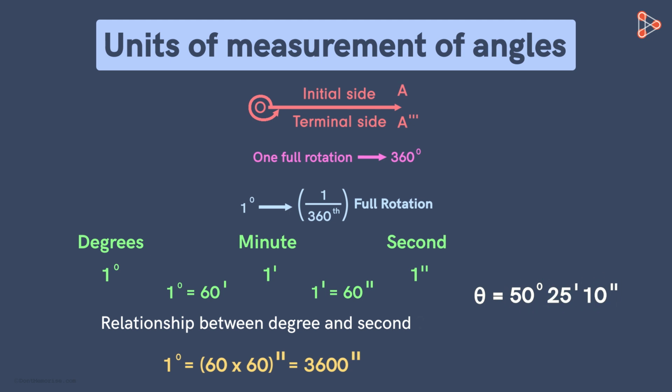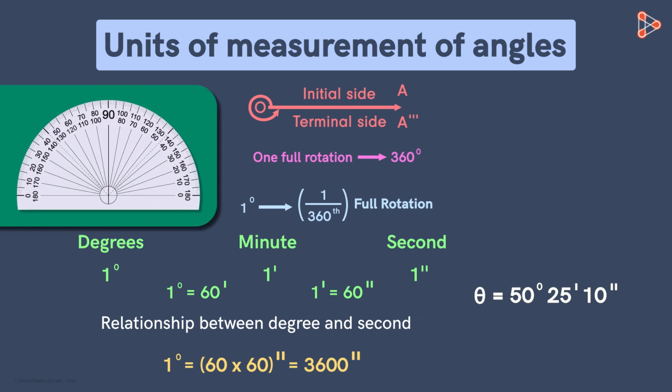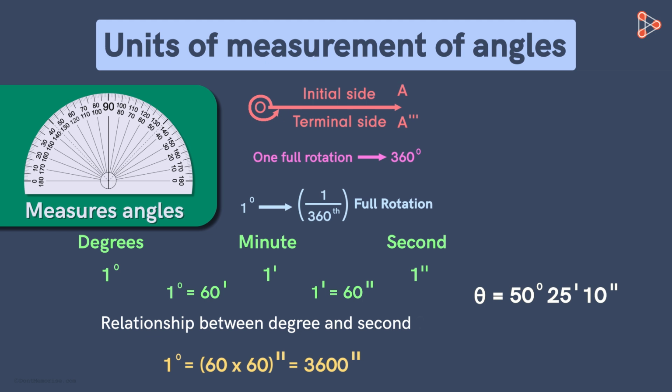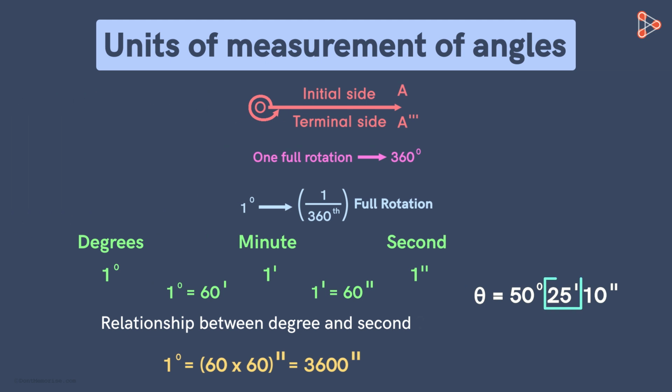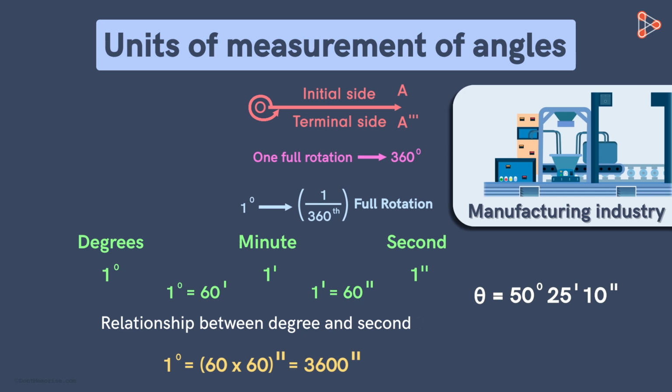We are familiar with a common tool to measure angles in terms of degrees. I'm sure you have it in your geometry box. Well, that's right. I'm talking about the protractor. And we use it to measure angles in the geometry class. But how do we measure minutes and seconds? As a matter of fact, there are specially designed measuring devices to measure angles of objects that are too small to be measured by regular inspection. Such tools are used commonly in the manufacturing industry.